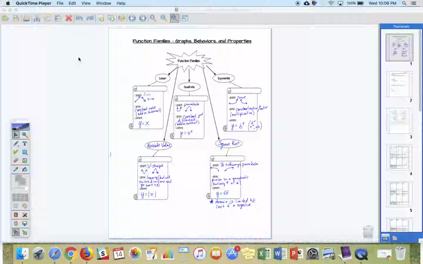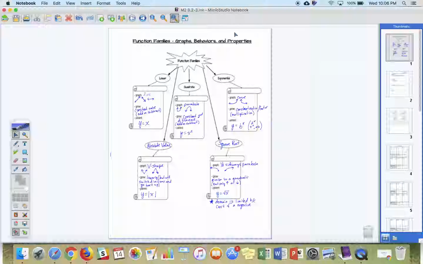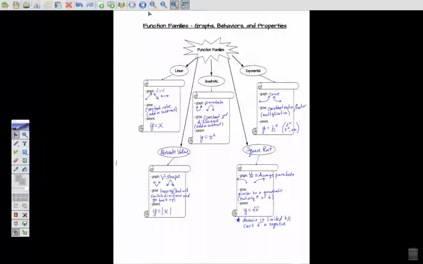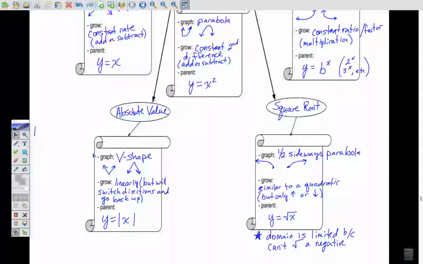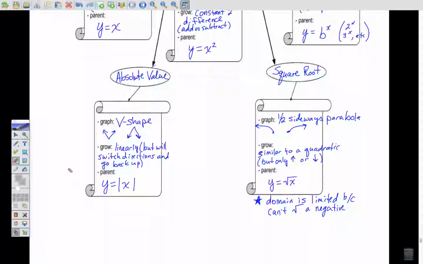So we are continuing with our Unit 3 on function families. And so you can see a little bit of a review here of what we talked about last week. We learned about the 3 different families, so the lines, parabolas, linear, quadratic, exponentials, their graphs, how they grow, their parent functions. And then we also looked at and added the absolute value and the square root function. So we have 5 different function families that we've been looking at.